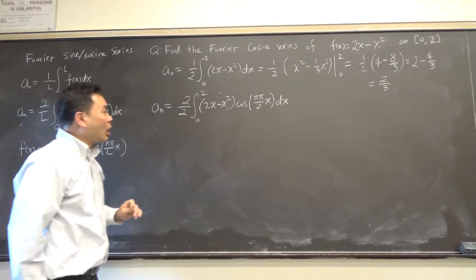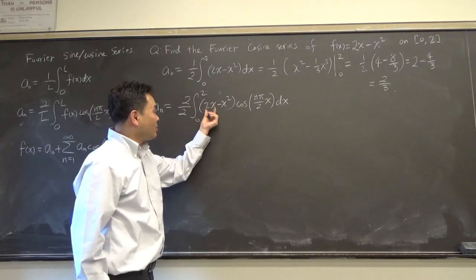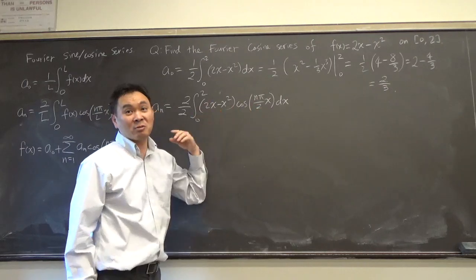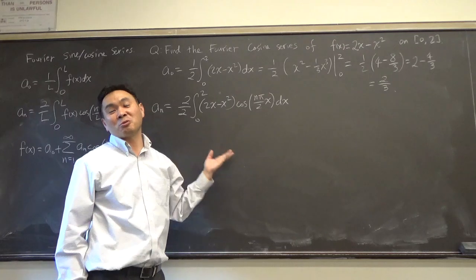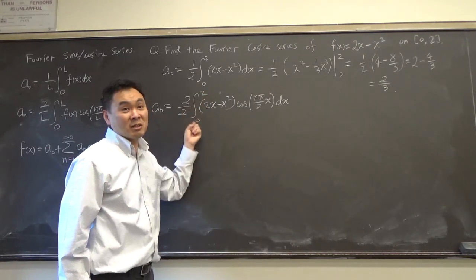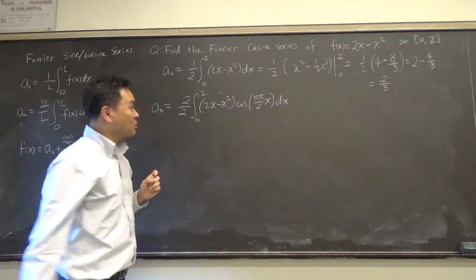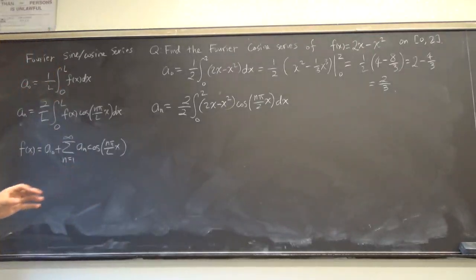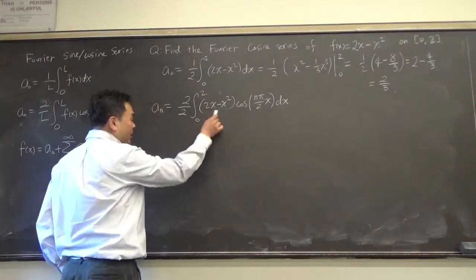So I see a common mistake that people make here, which is: 2x is odd, this is even, so multiplying them gives you an odd function, and they're happy to say, therefore the integral is 0. They'll be wrong. Why? Because the domain is not symmetric, okay? So that's the common mistake that people have when calculating the Fourier cosine series. Okay. So we don't want to do that. We really have to do the integral.